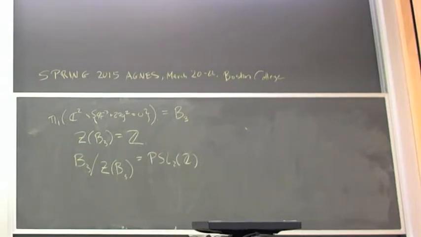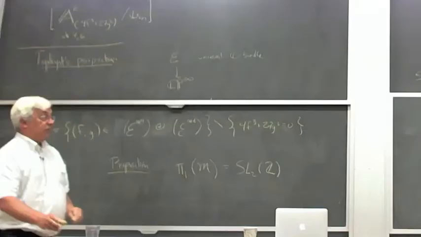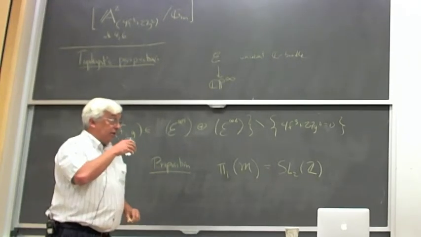So, by the way, although I didn't really point it out, when I was taking the quotient by the upper half plane, the center of SL2Z, which is just minus the identity, acts trivially on tau.